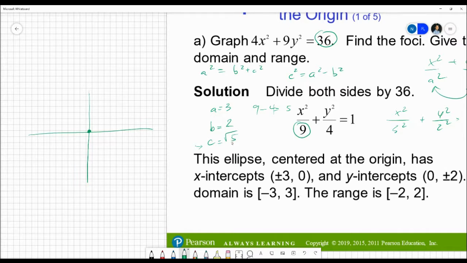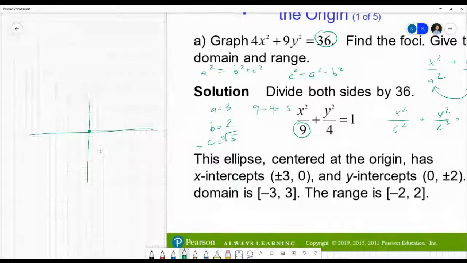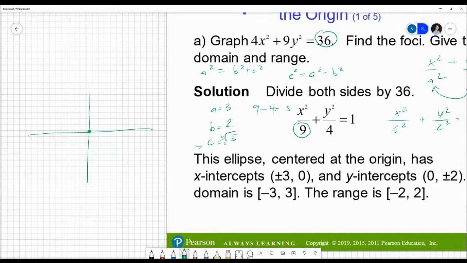So that is the location of my foci. Now, of course, it's going to be plus or minus because we are moving away from the center, and there are 2 foci. And we know the foci are on the x-axis for this example because our center is at the origin.